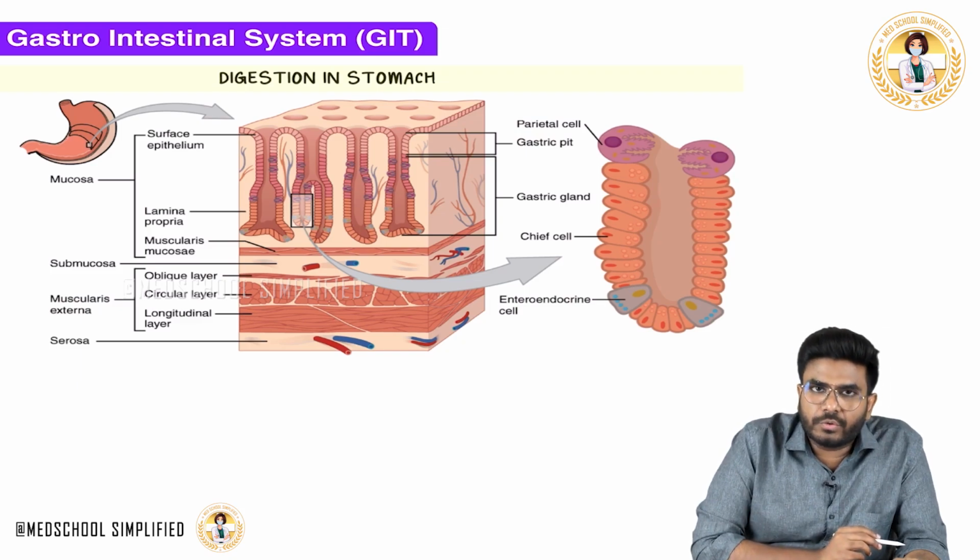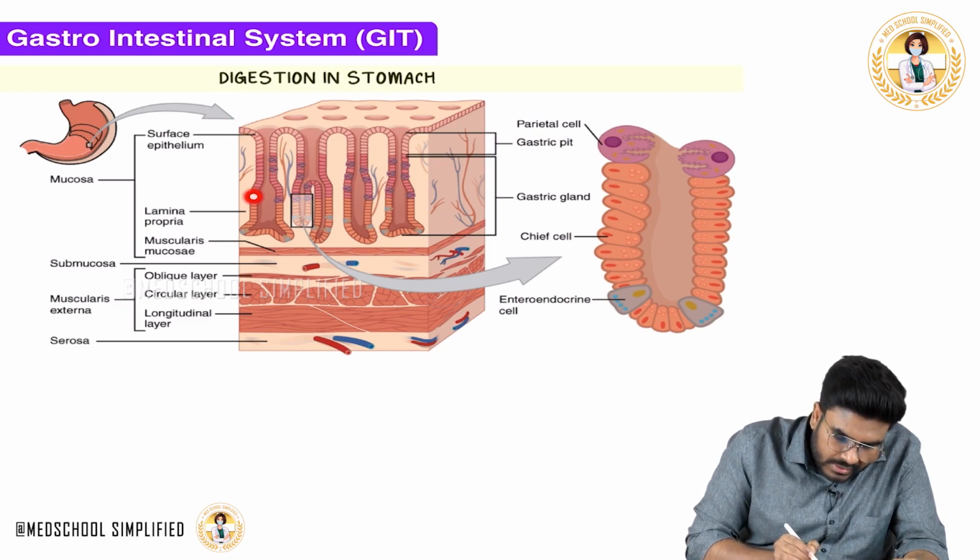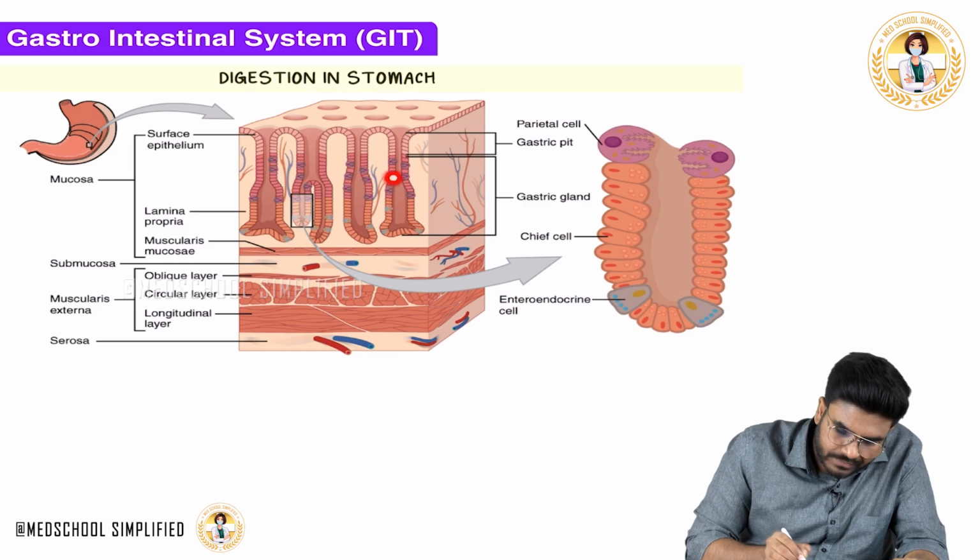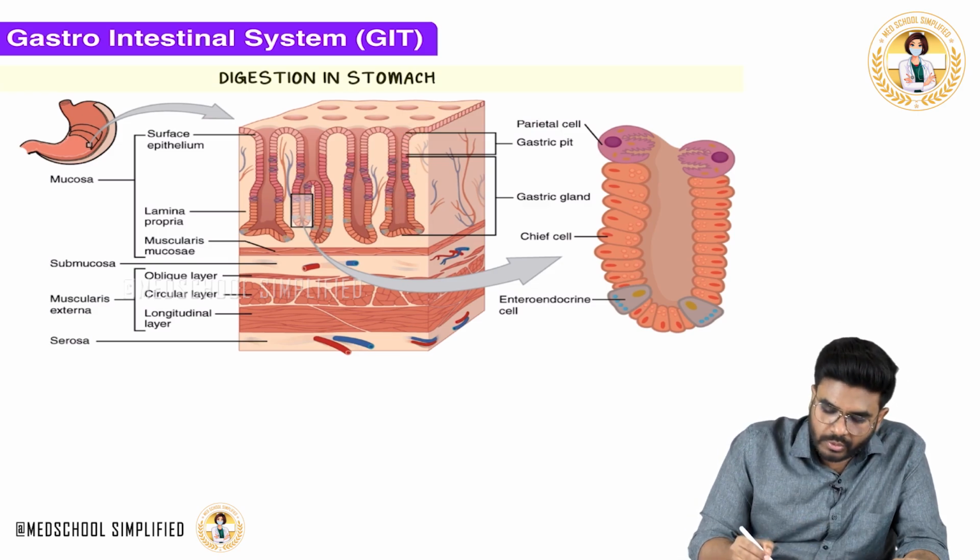In this magnified view you can clearly see there are glands present. Are you able to appreciate these glands? These glands which are present in the stomach are the gastric glands. Now I am showing you one gastric gland over here.